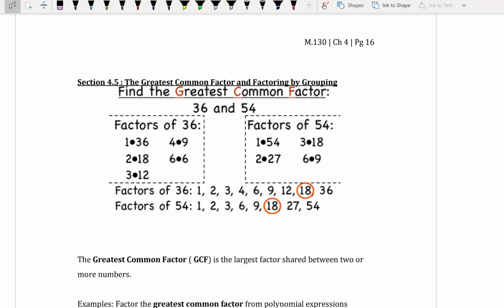So if we think about it that way, we can see that 18 is going to be the biggest common factor that these two numbers have. So that would be your GCF, okay? It is the number that is shared between 36 and 54. So 18 times 2 is 36, and 3 times 18 is equal to 54.